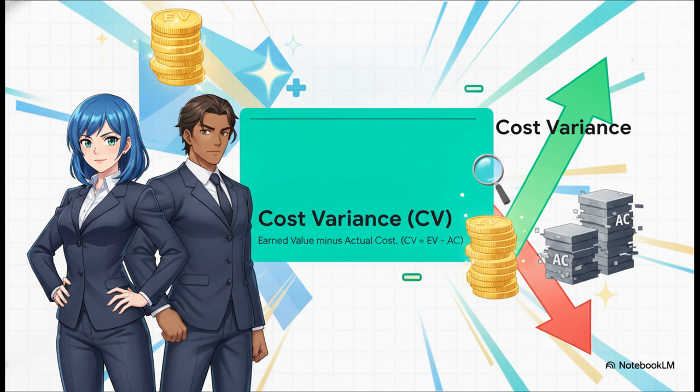The formula is simply earned value minus actual cost. It's actually incredibly intuitive when you break it down. Cost variance is just what you've earned on the project minus what you actually spent out of pocket to get there. Notice that earned value is the star of the show here. It always comes first in these core EVM equations.